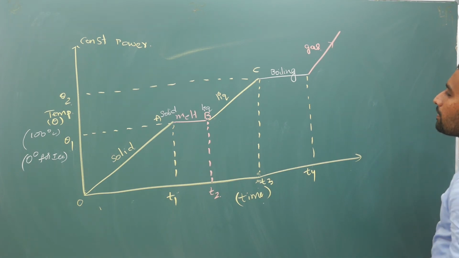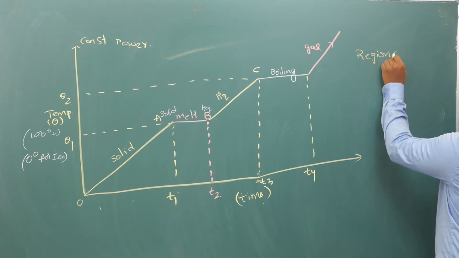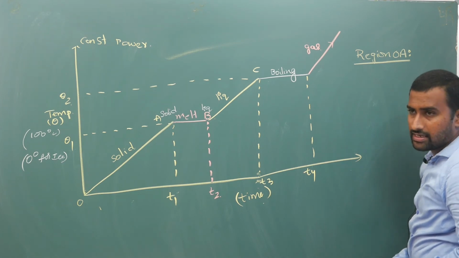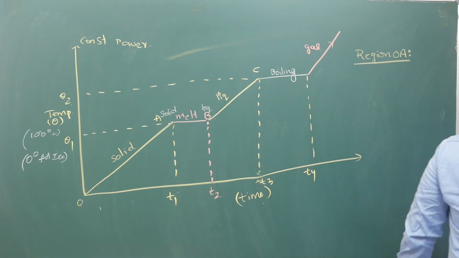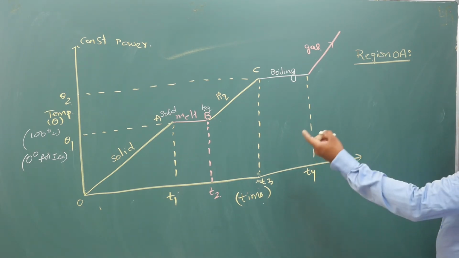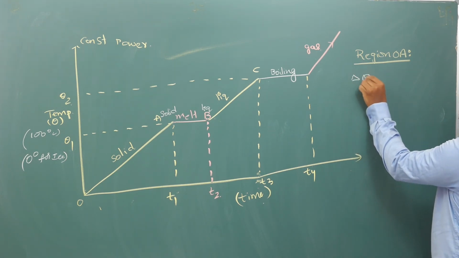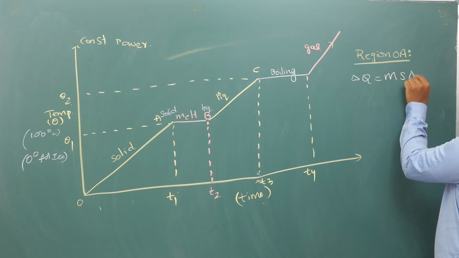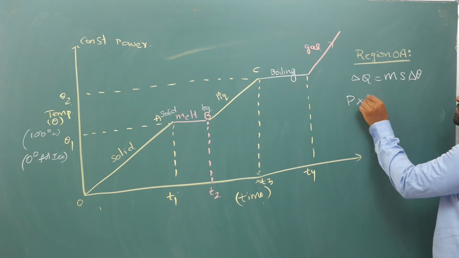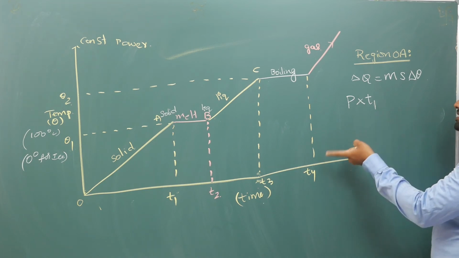So coming to the problems part, in region OA, that means in solid state, looking at the graph, when a graph is given to you, you can relate temperature versus time. So now your heat energy delta Q is m s delta theta. This is your formula for heat energy. Now your heat is what? Power into time.